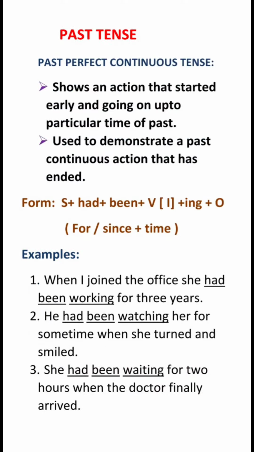Next we see past perfect continuous tense. It shows an action that started early and going on up to particular time of past, used to demonstrate a past continuous action that has ended. Its form: subject plus had plus been plus verb first form plus ing plus object.